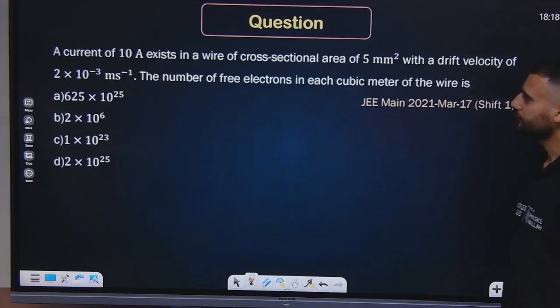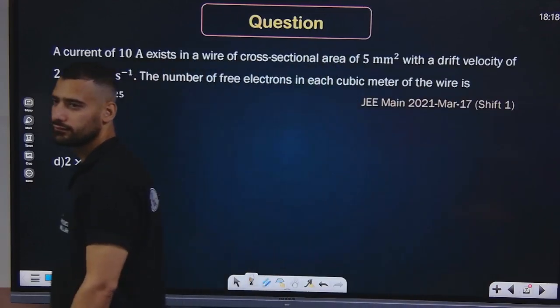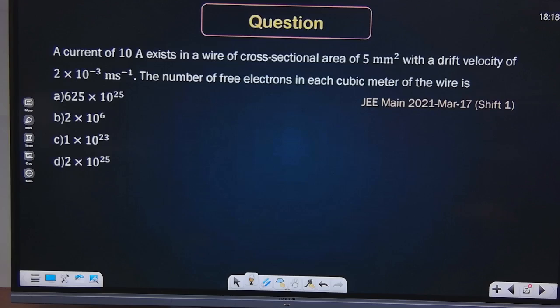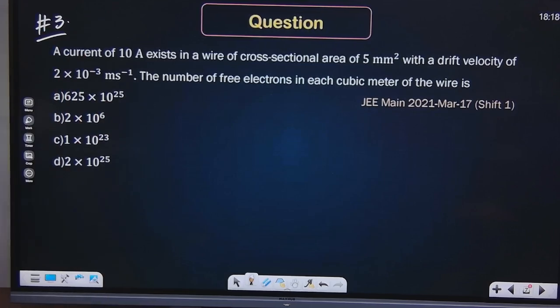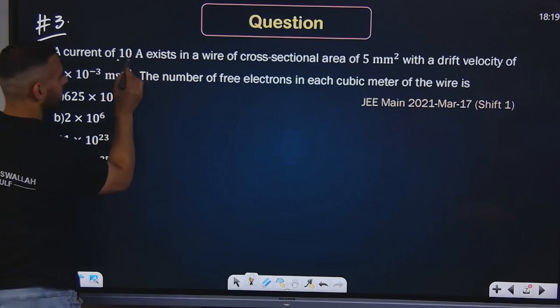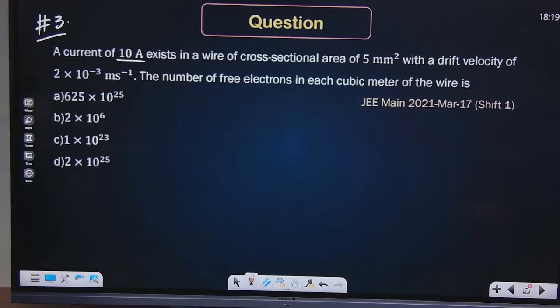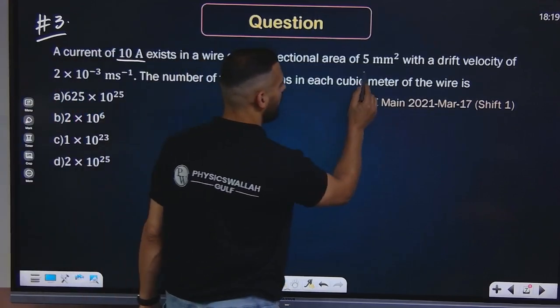Next. Question number 3. A current of 10 ampere exists in a wire of cross-sectional area 5 mm squared.